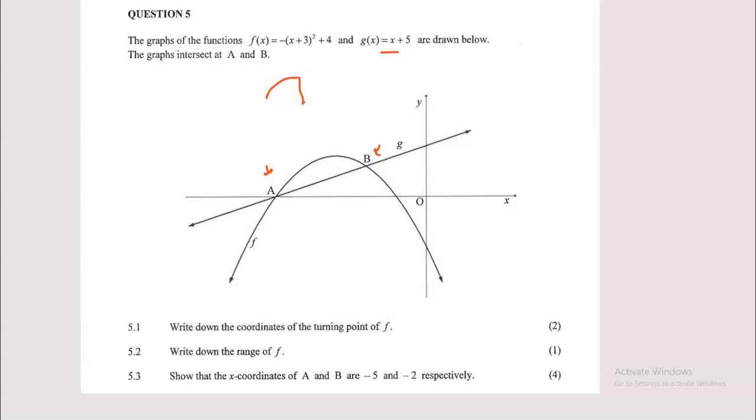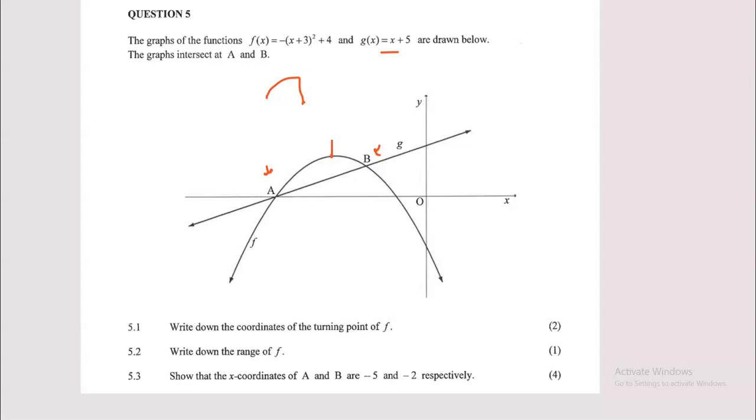So first thing first that you must always remember: parabolas have got intercepts and also turning points. Don't forget, parabolas have intercepts and also turning points. So now there must be a turning point of this parabola, which will be somewhere around there. The first question they're asking us: find the coordinates of the turning point.